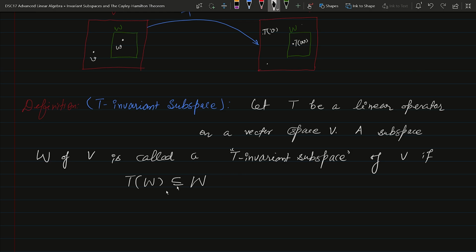That is, if w belongs to W, then this must imply that T of w lies in W itself, for all w belonging to W. Okay, so this is the T invariant subspace.